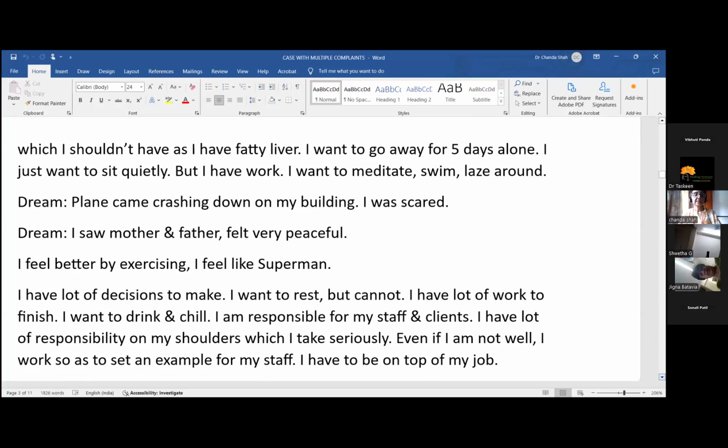Then he says, "I have a lot of decisions to make. I want to rest, but I cannot. I have a lot of work to finish. I want to drink and chill. I am responsible for my staff and clients. I have a lot of responsibility on my shoulders, which I take seriously. Even if I am not well, I go to work so that I tell my staff, see, I'm not well, I'm still coming to office, so you also better work. I have to be on top of my job."